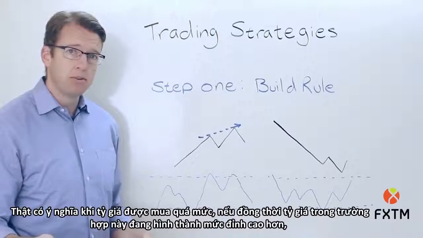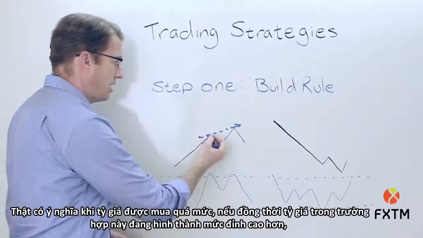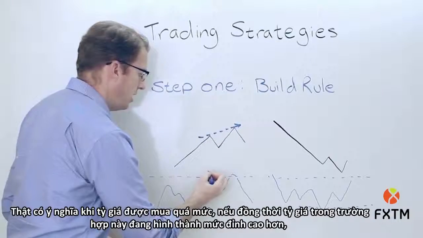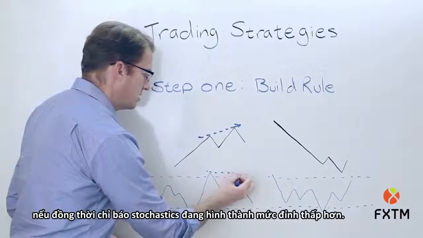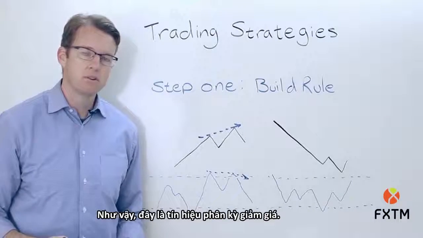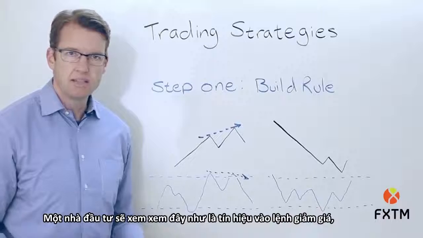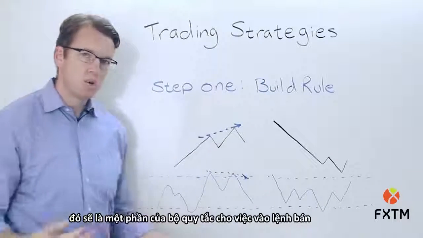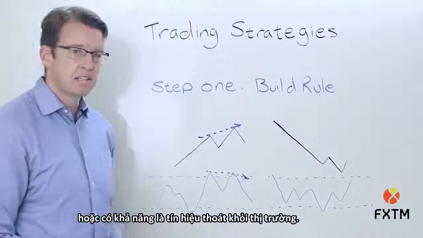Now, it's meaningful when it's overbought if, at the same time that the exchange rate is forming higher highs, the stochastics indicator is forming lower highs. So this is a bearish divergence, and an investor would look at this as a bearish entry signal. That would be part of a rule set for a short entry, or potentially as an exit signal.